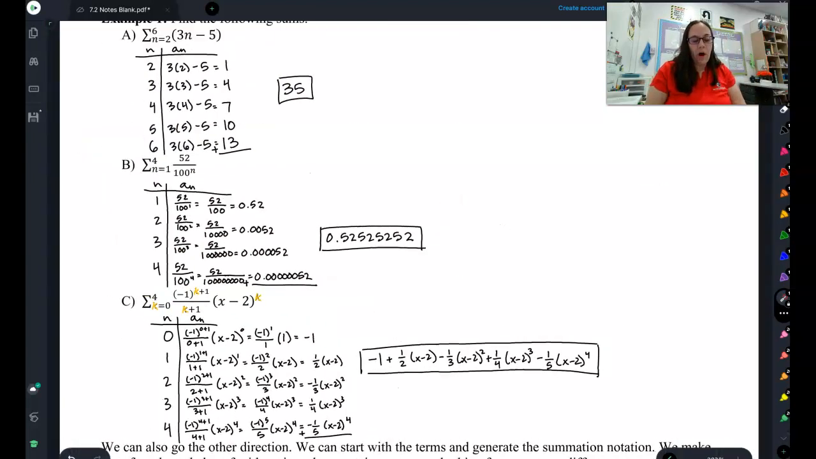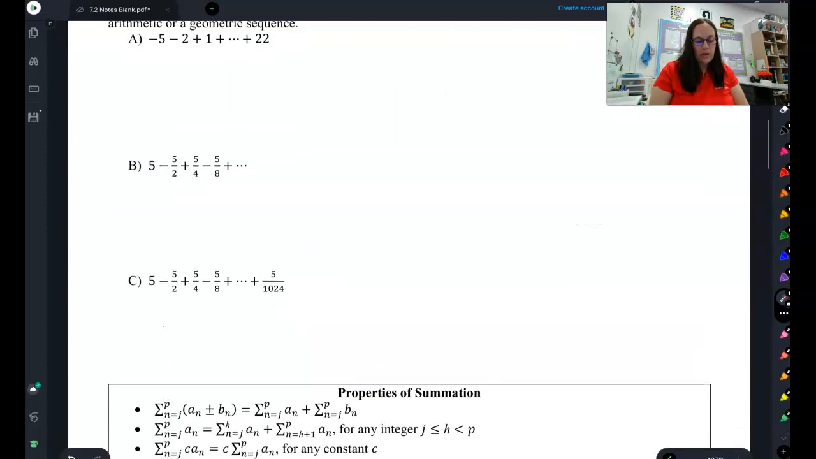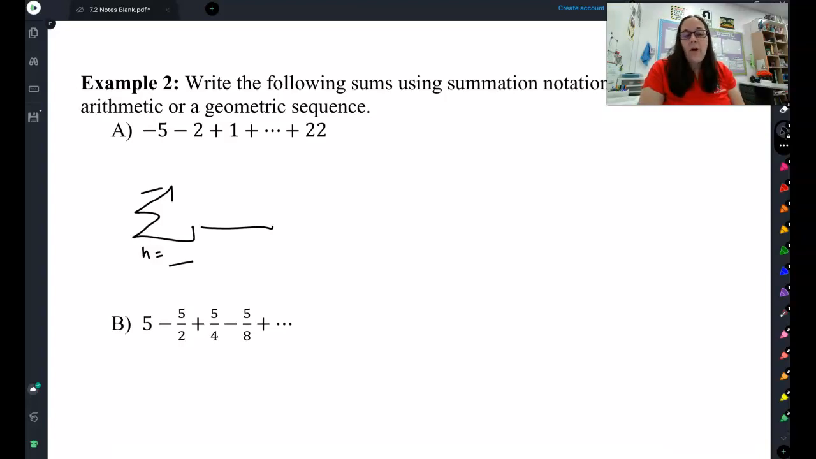Now, we've gone one direction where we took something written in summation notation, plugged it all in, and added it. Now we're going to go the other direction. So here in these 3 examples, I have 3 sequences that are being added together, and I want to end by writing it like this.